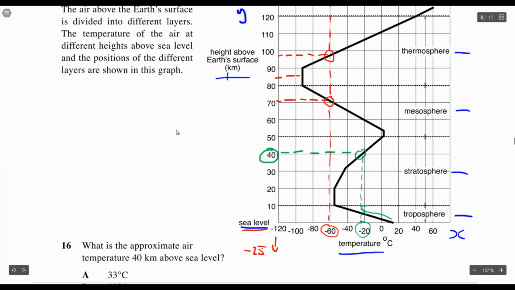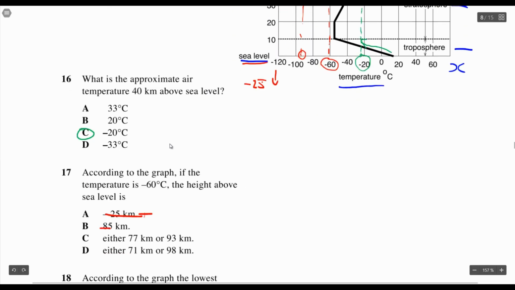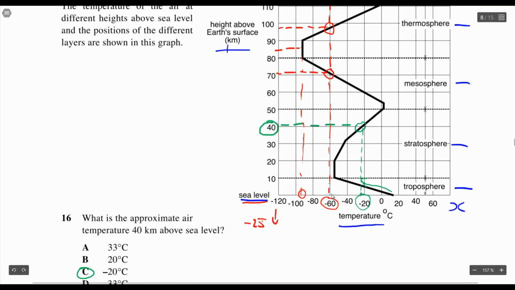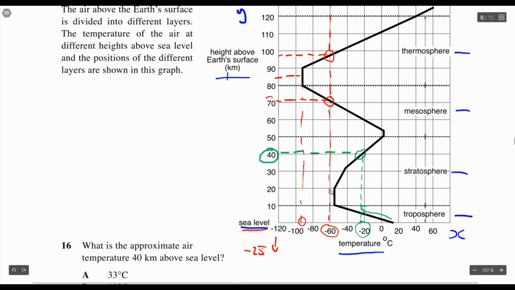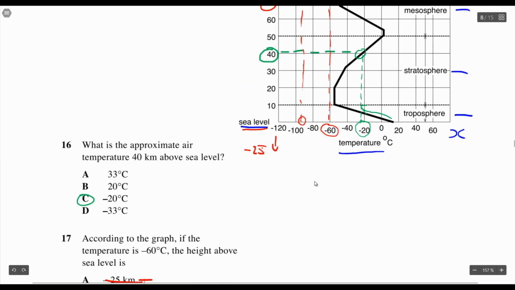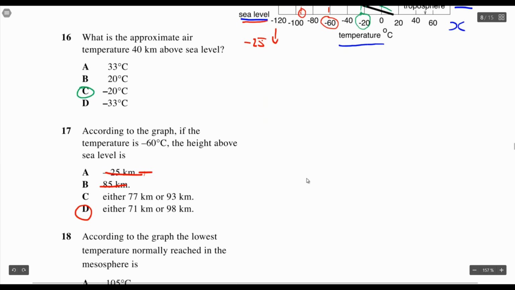Because if you go down here and you make your way to the bottom, this is minus 90 degrees Celsius, and the question wants minus 60 degrees Celsius. So no, that's not the answer. If you look at D, D would be the answer, either 71 or 98. If we scroll back up again, you can see the first time it encounters it is around 70 kilometers, and the second time is around 100, fairly close to 100 kilometers above sea level, so we can say that's about 98. So that would be the answer to question 17.